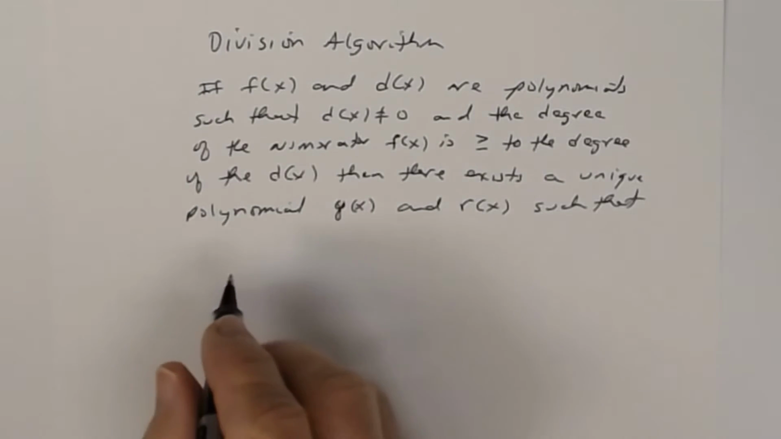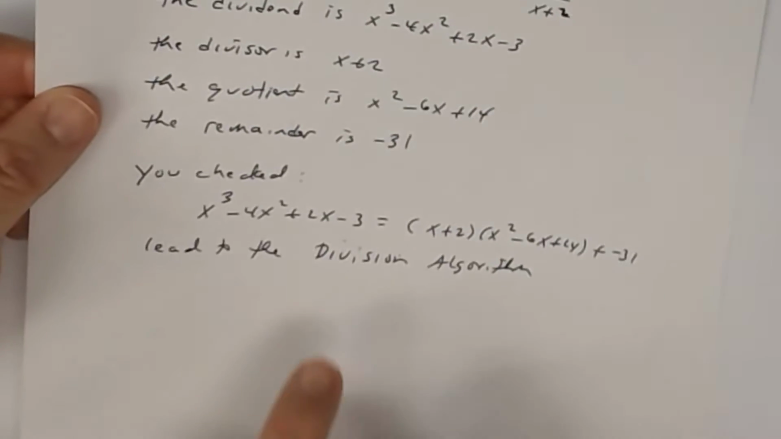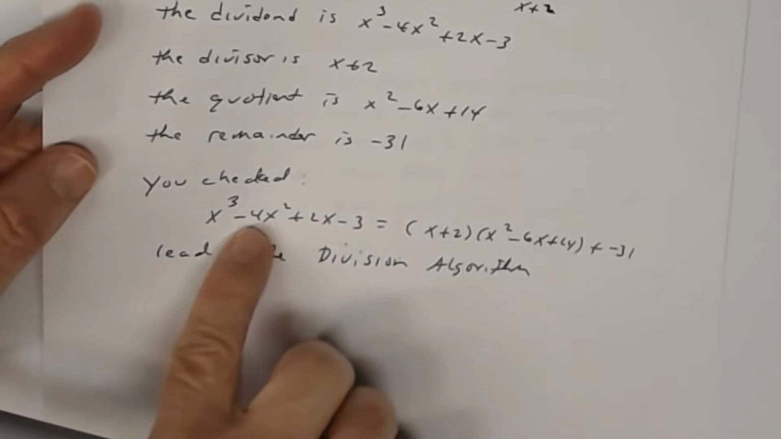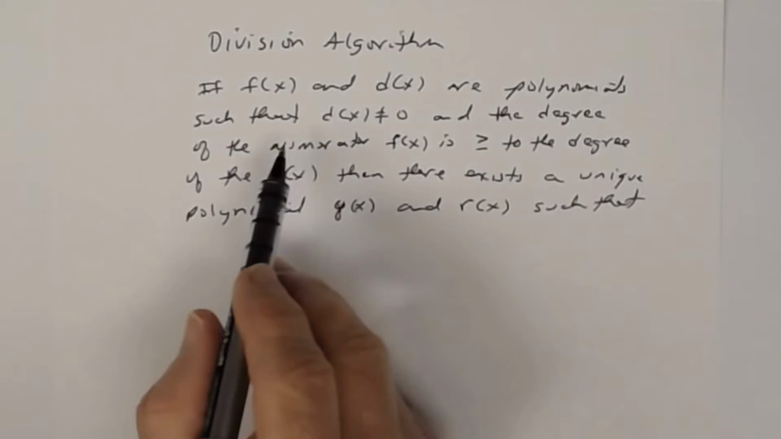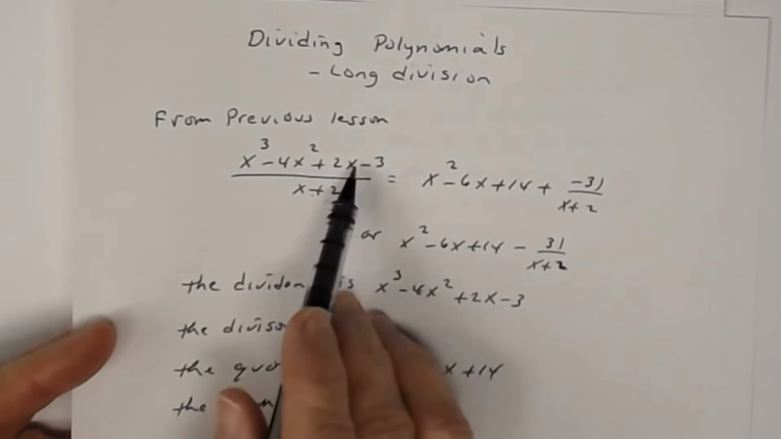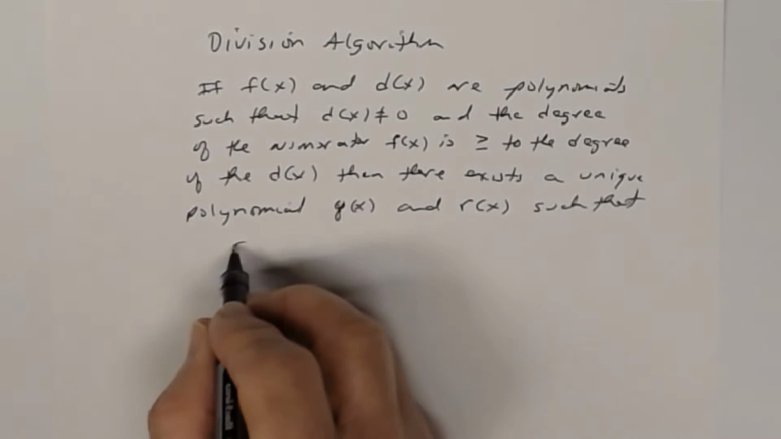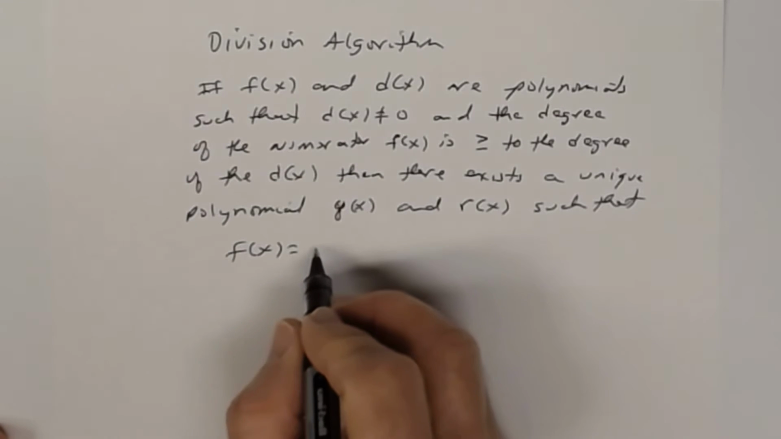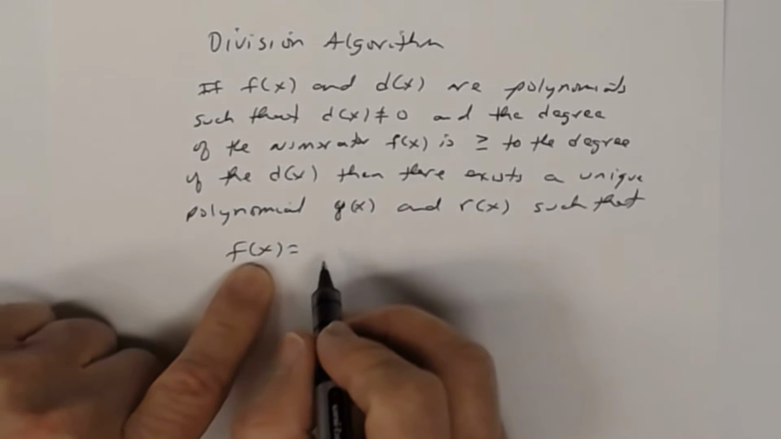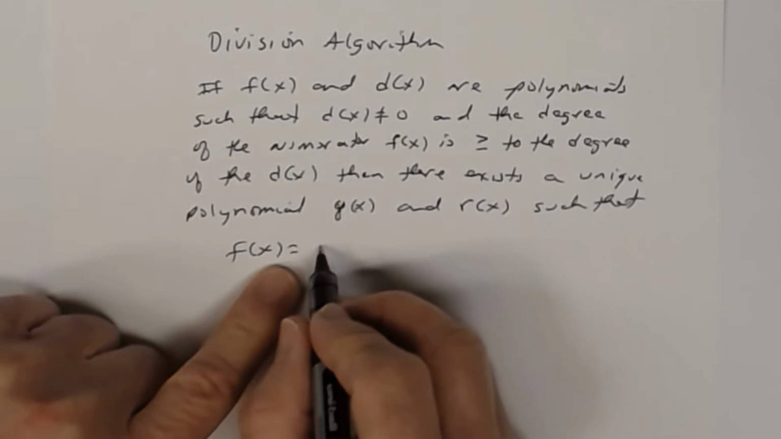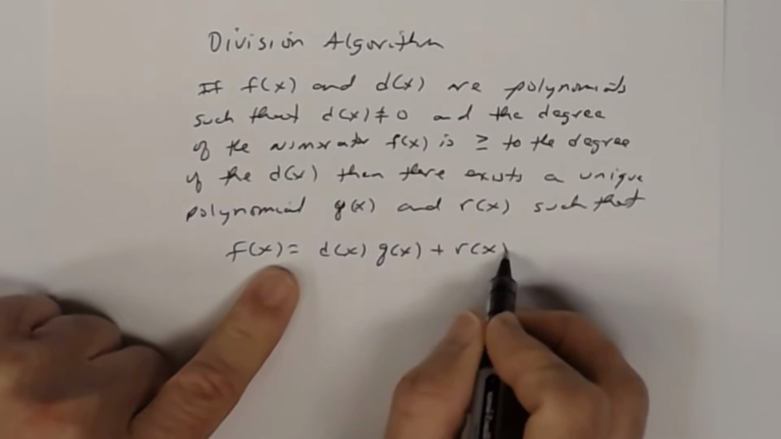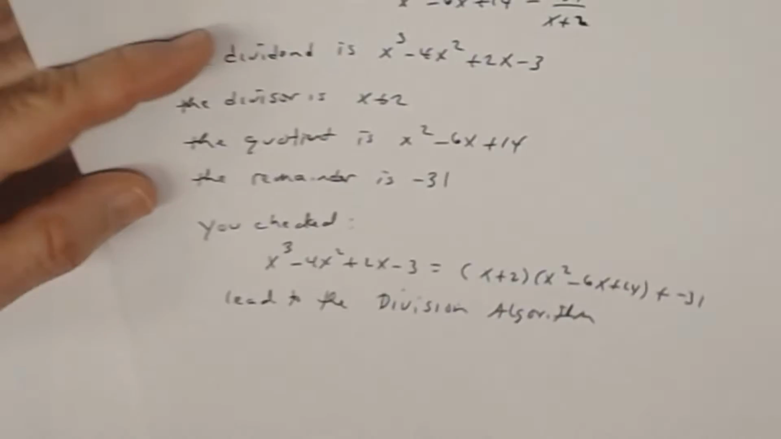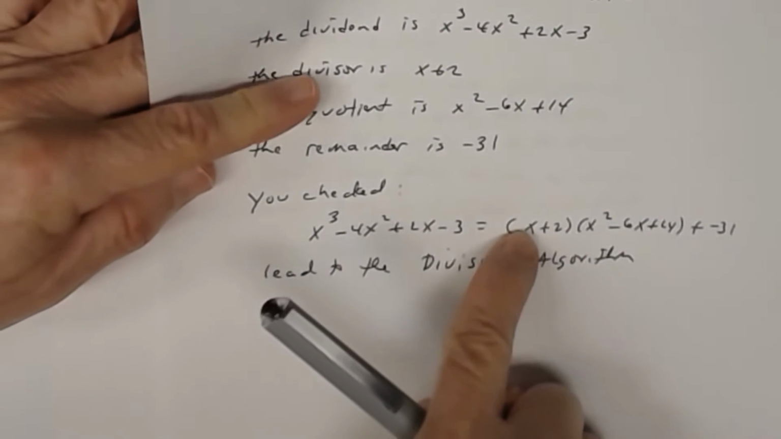So such that, now remember this right here was your dividend. That was your numerator. And in our example, remember this was f of x and this was d of x. So such that f of x will equal, so your dividend will equal the divisor times the quotient plus the remainder. All right, so that right here is this. So your dividend is equal to the divisor times the quotient plus the remainder. So that's what this is.